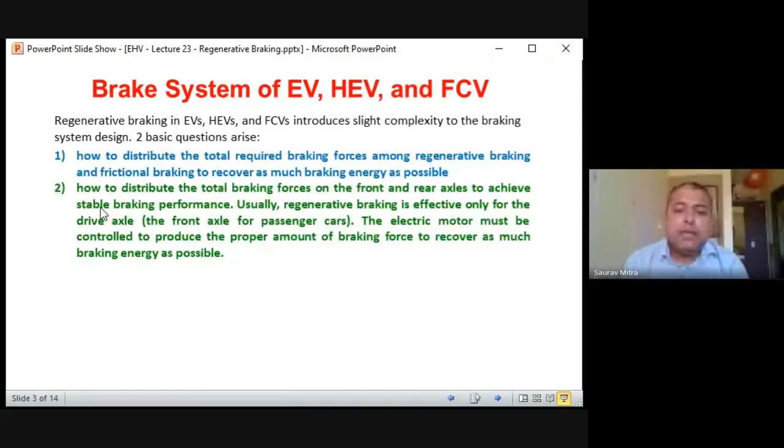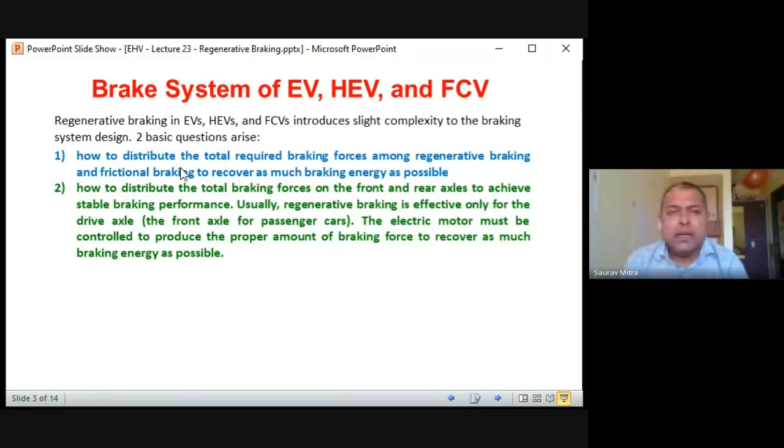The main problem is that whenever we are putting brake forces on the front and rear axles, we have to ensure that the brake force is applied equally to all the front and rear wheels. Usually regenerative braking is effective only for the drive axles. The front axles are generally called the drive axle. So regenerative braking is mainly happening from the front of the car. The electric motor must be controlled to produce the proper amount of braking force to recover as much braking energy as possible.